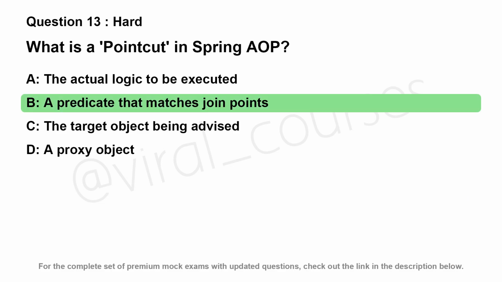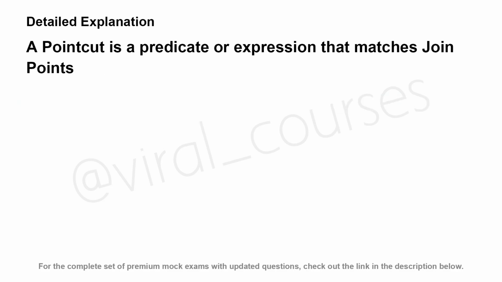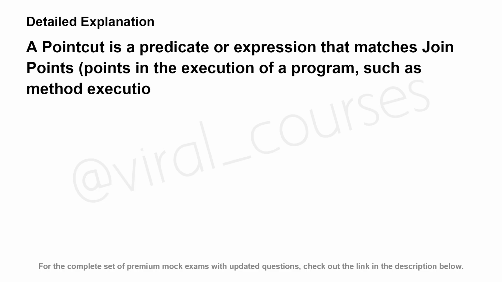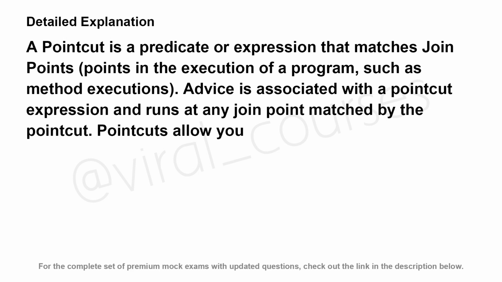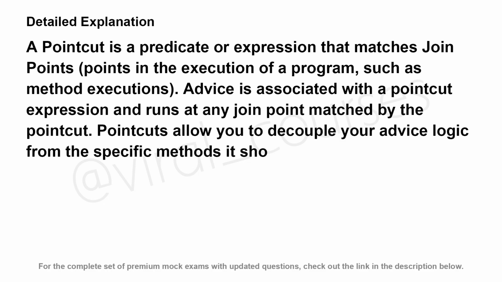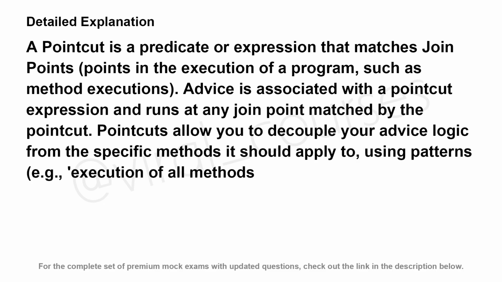The correct answer is B. A pointcut is a predicate or expression that matches join points, points in the execution of a program, such as method executions. Advice is associated with a pointcut expression and runs at any join point matched by the pointcut. Pointcuts allow you to decouple your advice logic from the specific methods it should apply to, using patterns, e.g., execution of all methods in a service package.